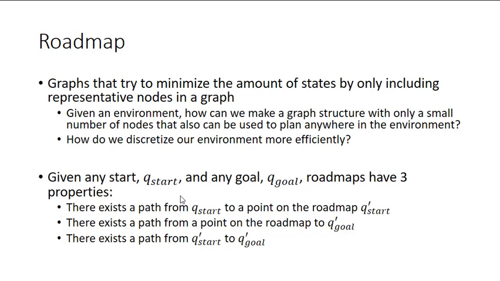So in the book that I posted, the reading, it lists 3 properties for a roadmap. Given any start position, which they label as Q start, so all their configurations are Q, we have some start, Q start, and then we have some goal, Q goal. We have 3 properties. The first one is that there exists a path from Q start to a point on the roadmap, and we're going to label that roadmap point Q prime start. That's saying that from anywhere in the environment, we can connect to the roadmap. And then we're also saying that there exists a path from some point on the roadmap to Q goal, and we're going to label that point Q prime goal. And then we're saying that there exists a path from Q start to Q goal.